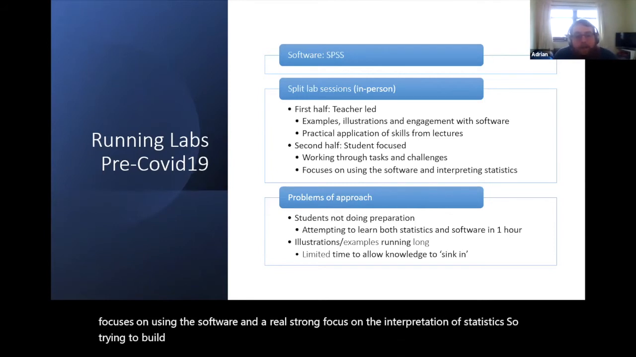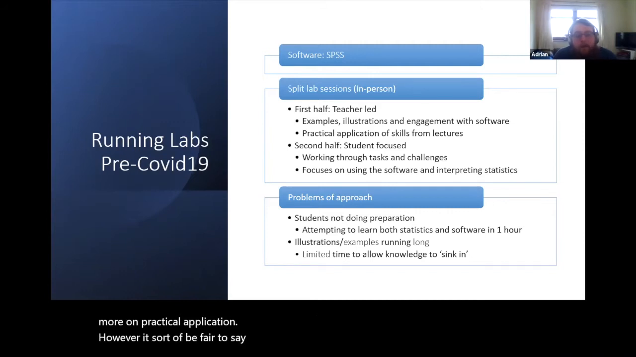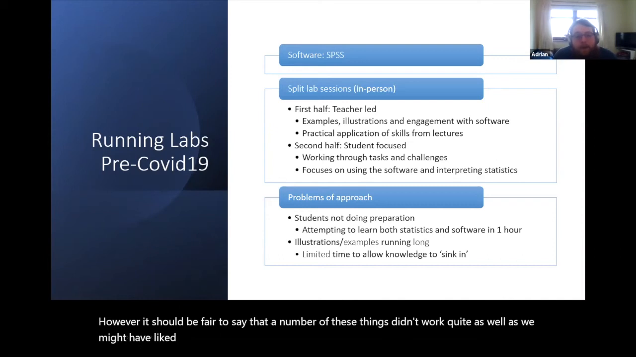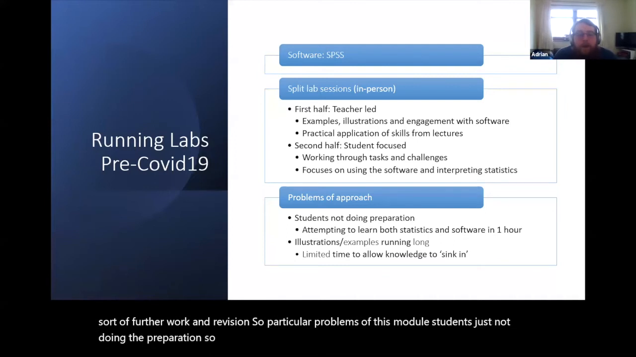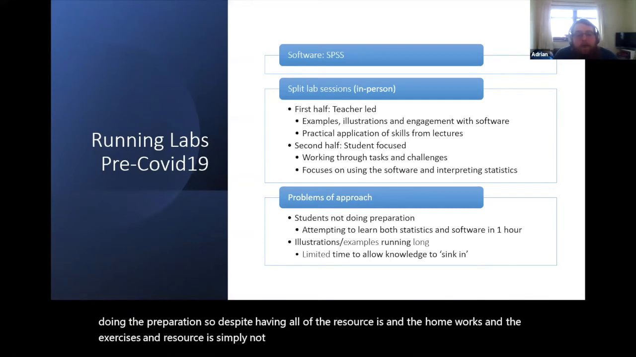However, it would be fair to say that a number of these things didn't work quite as well as we might have liked, and even without COVID-19, these might have required further work and revision. Particular problems of this module were students just not doing the preparation. Despite having all of the resources, homeworks, and exercises, they simply were not coming along prepared and ready to focus on application.